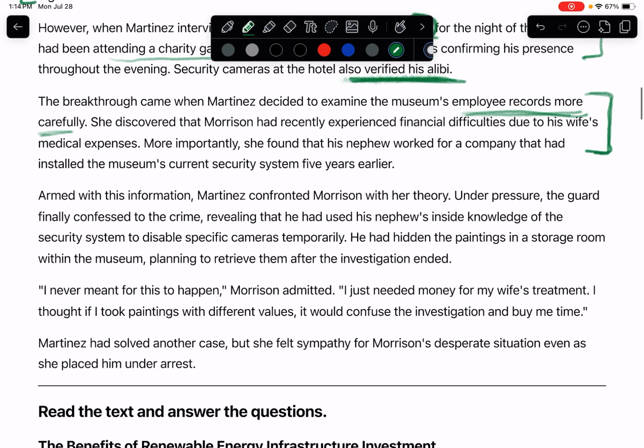So it was him. And he said, I never meant for this to happen, Morrison admitted. I just need money for my wife's treatment. I thought if I took the paintings with different values, it would confuse the investigation and buy me time. Martinez had solved another case, but she felt sympathy for Morrison's desperate situation even as she placed him under arrest.